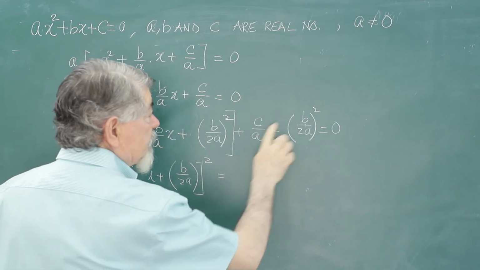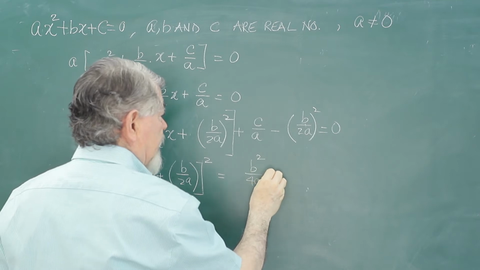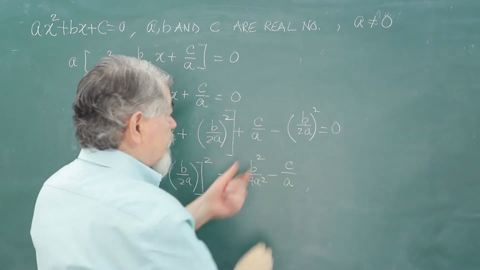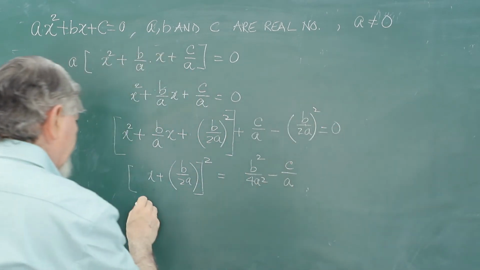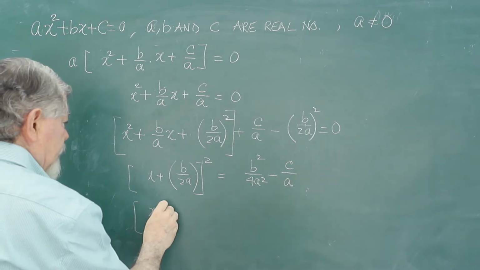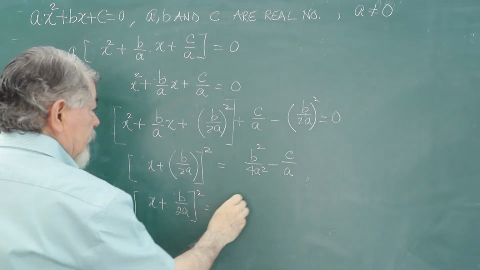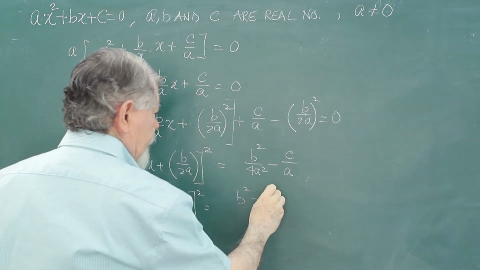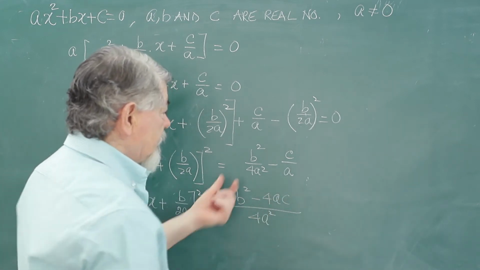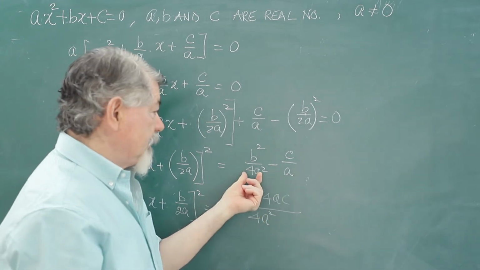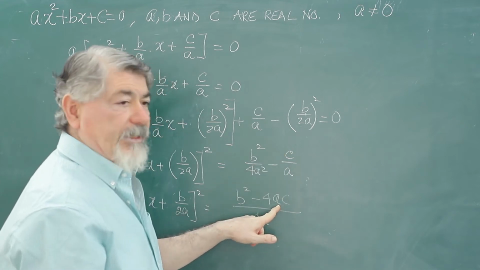Now I will transfer these terms to this side. It will become b square upon 4a square minus c upon a. This minus term becomes plus, and this will become minus when I have transferred it to this side. Now just look at the equation. x plus b upon 2a whole square is equal to b square minus 4ac upon 4a square. I have taken 4a square as LCM here. When I have taken 4a square LCM, it will remain b square, but a will cancel, 4a will remain, so 4a into c.